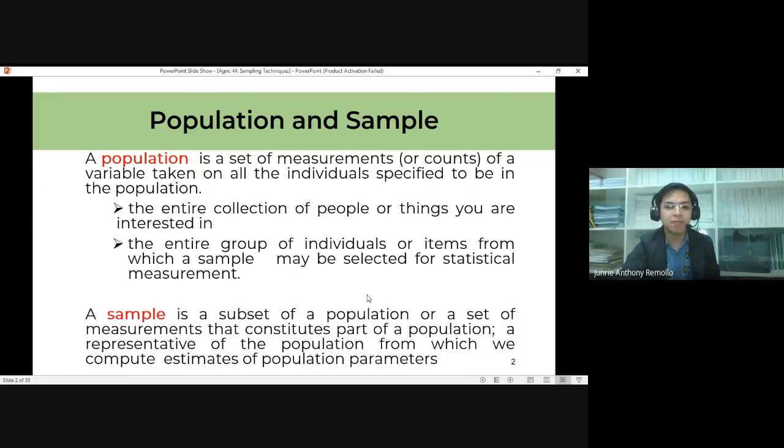On the other hand, a sample is a subset of a population, or a set of measurements that constitutes part of a population. It is a representative of the population from which we compute estimates of population parameters. It's also important that we have sufficient representatives in our sample in order to come up with a valuable amount of data we wish to obtain in a particular population.